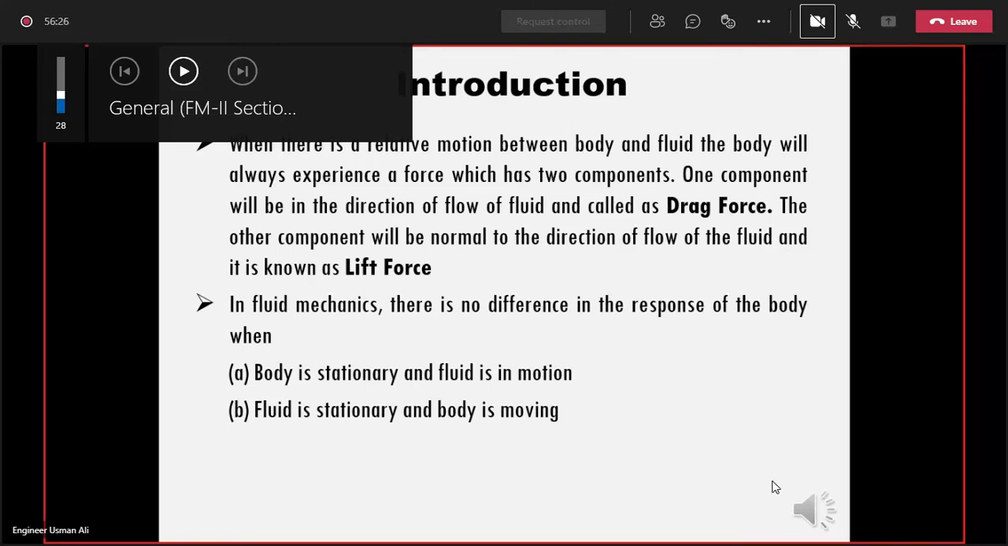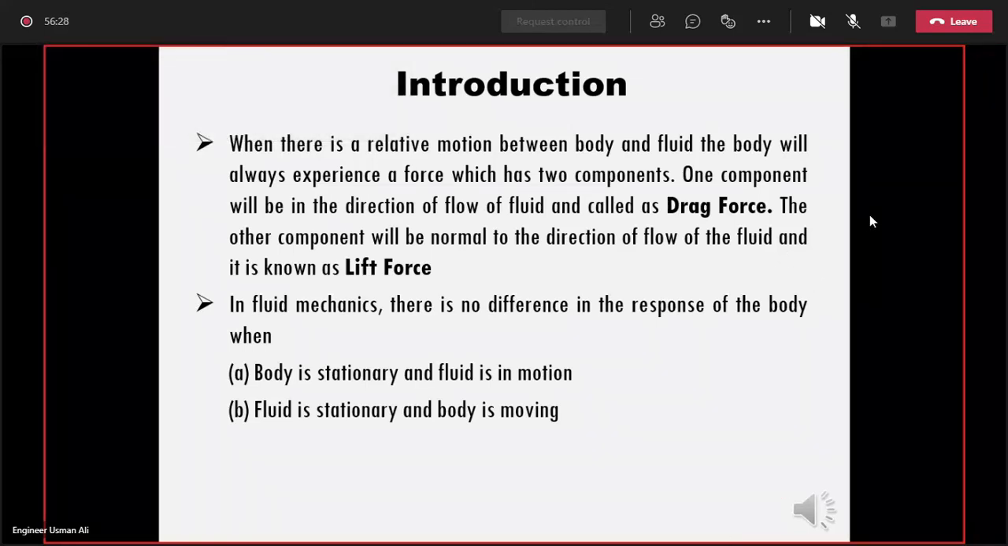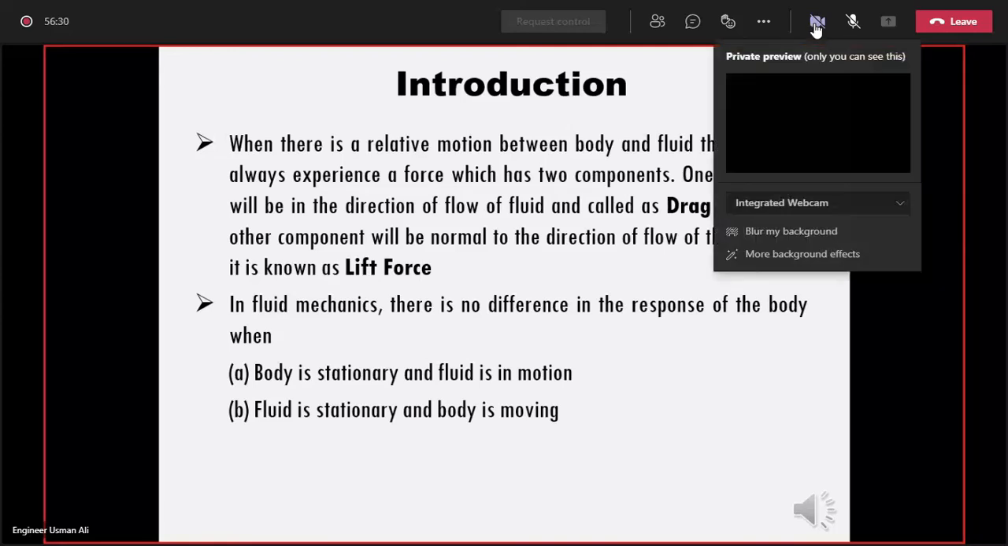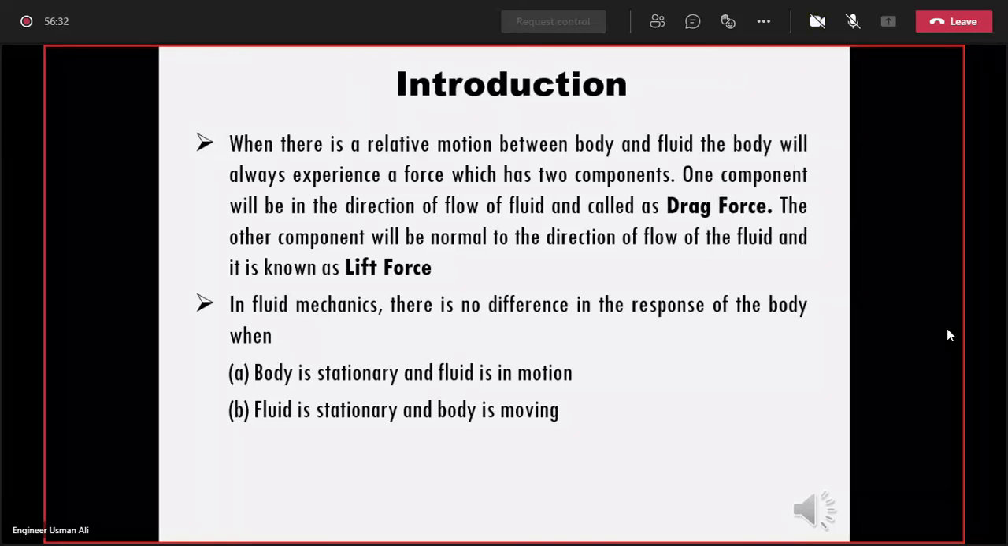And the second possibility is we have the object stationary, like in the case of the design of planes and design of trains, etc. That is done in the laboratories, in the model stations, where we have wind tunnels, in which the fluid is moving at some velocity and the object is kept stationary.